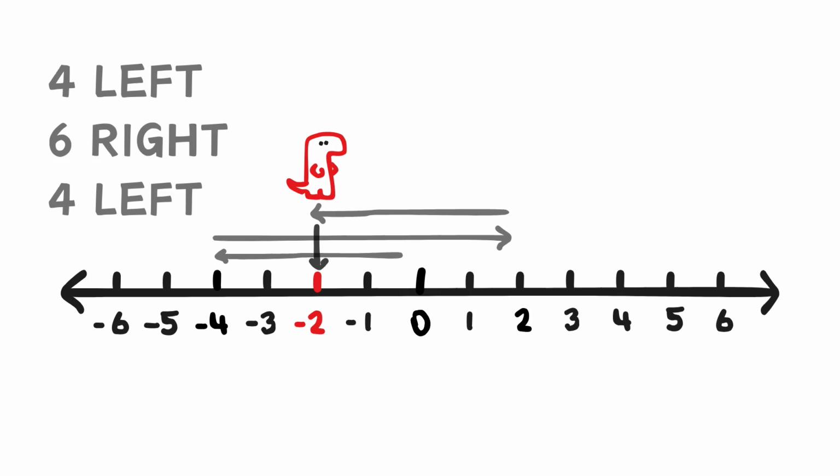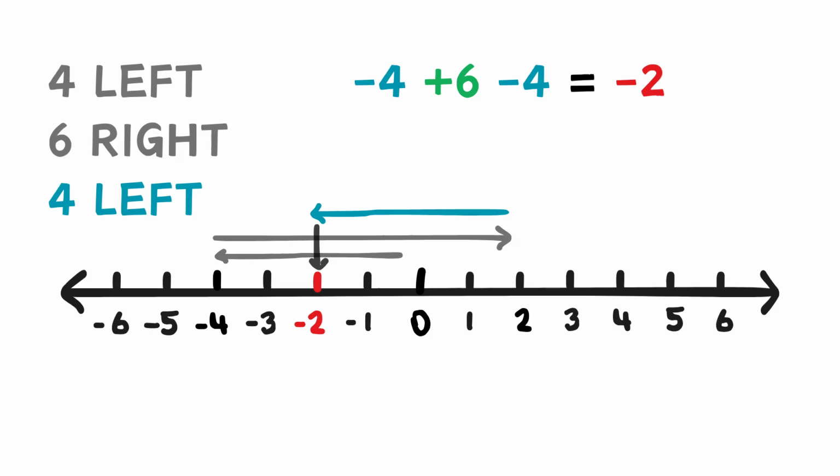Now let's represent these movements as a math expression. The first step is to go 4 steps to the left, which can be represented by -4. The minus sign tells us to go left. The next step is to go 6 steps to the right, which can be represented by +6. Remember, the plus sign tells us to go right. And finally, the last step is to go 4 to the left, which we can notate as -4. Altogether, we have -4 plus 6 minus 4. When we calculate this, we get -2, which matches our final position.